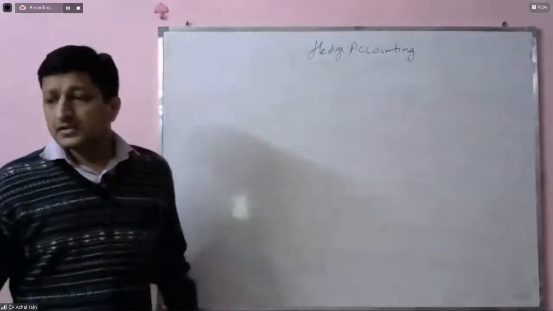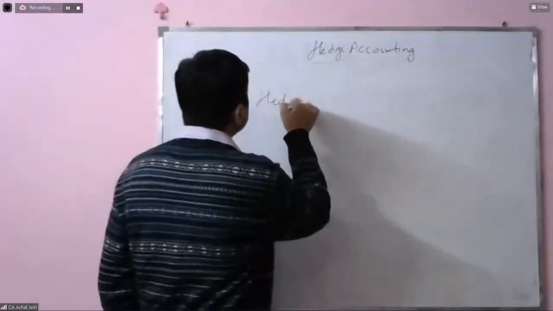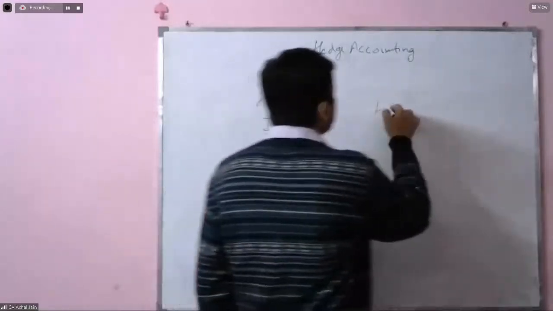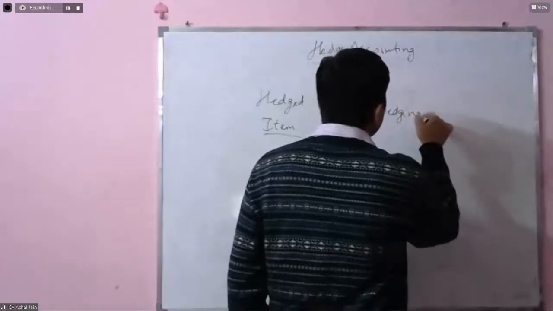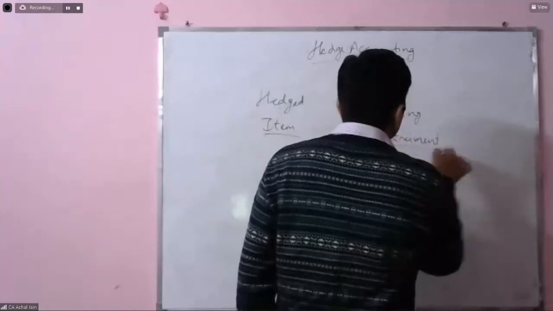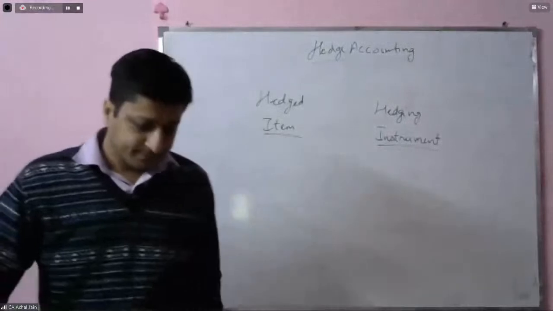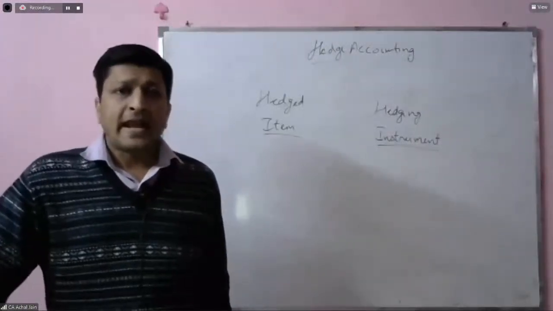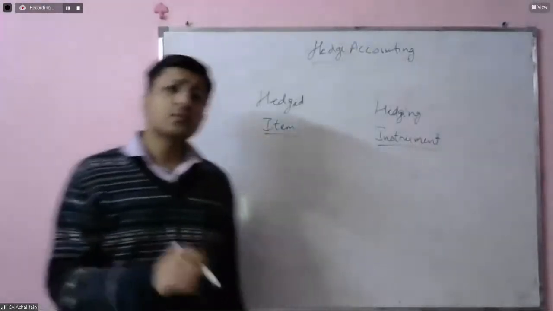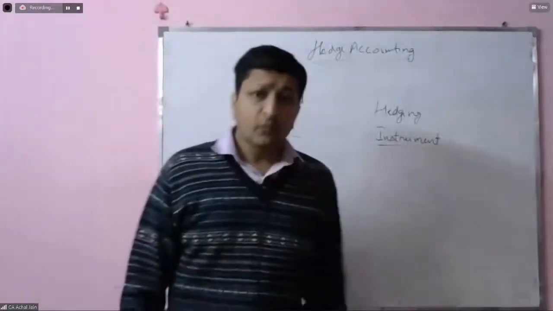Hedge accounting requires two things. One is the hedged item and second is the hedging instrument. So these two things are required for hedge accounting. And let's now understand what is hedge. We have discussed hedge earlier, and I am using the same example for our reference. What will be a hedge?